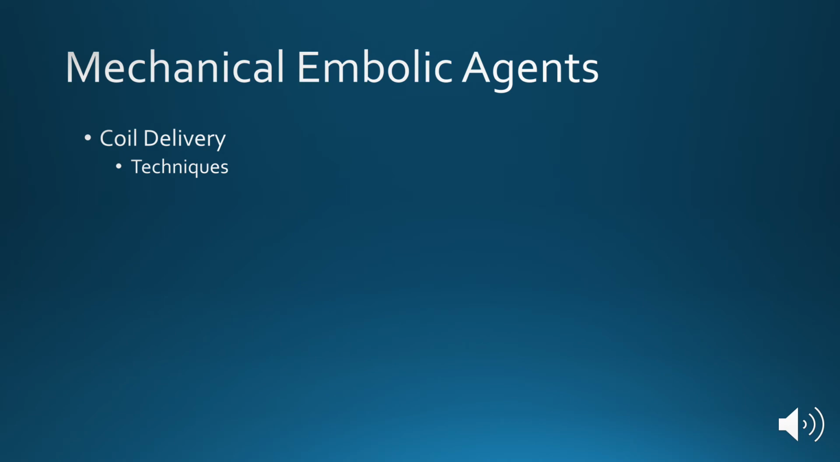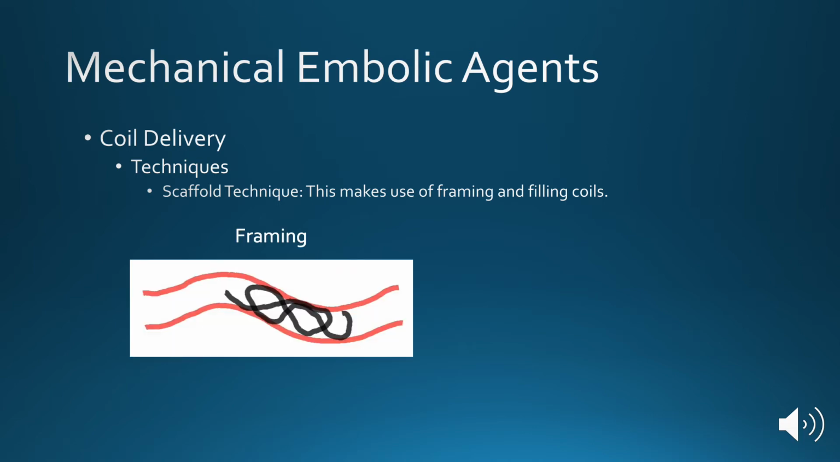So there are a few different techniques to think about when deploying coils. The one that I think most people use more often is the scaffold technique, and this makes use of framing and filling coils. This is what a framing coil may look like. It's kind of spread out over a longer segment of the vessel being embolized, with purposeful creation of spaces within the different loops of the coil. Generally speaking, detachable coils do a good job serving as framing coils.